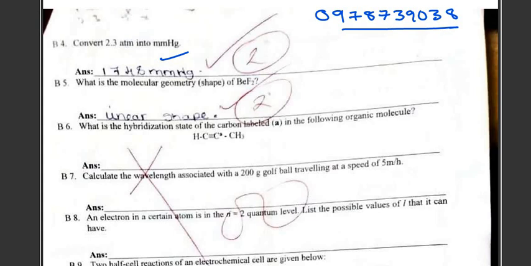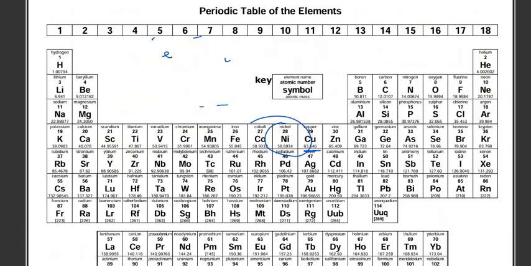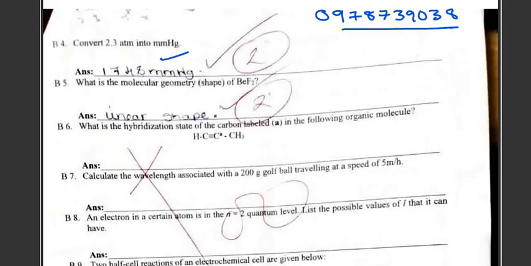Then they're saying, what is the molecular geometry of BeF2? So for BeF2, we look at beryllium. How do you get the correct shape? Look at beryllium, that's Be. It has two electrons in the outermost shell because it's in group 2. It's a metal, right? So according to our question here, this is beryllium.